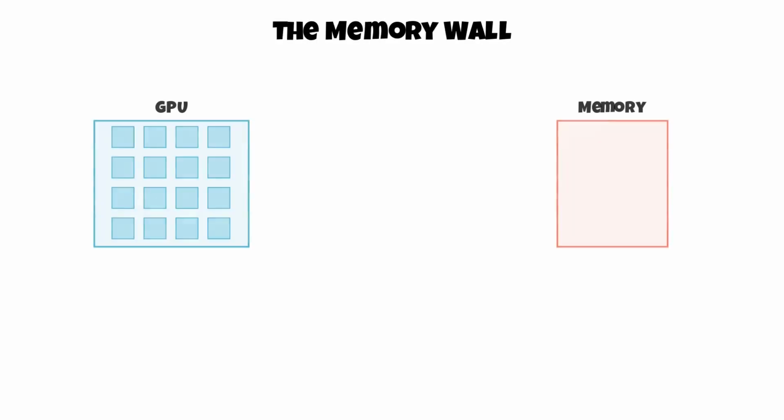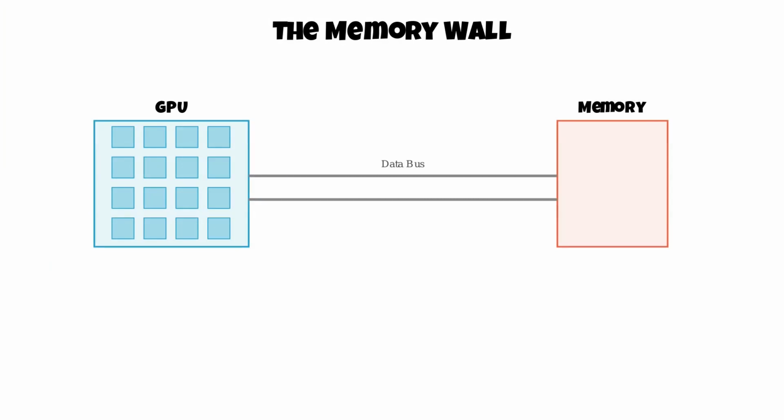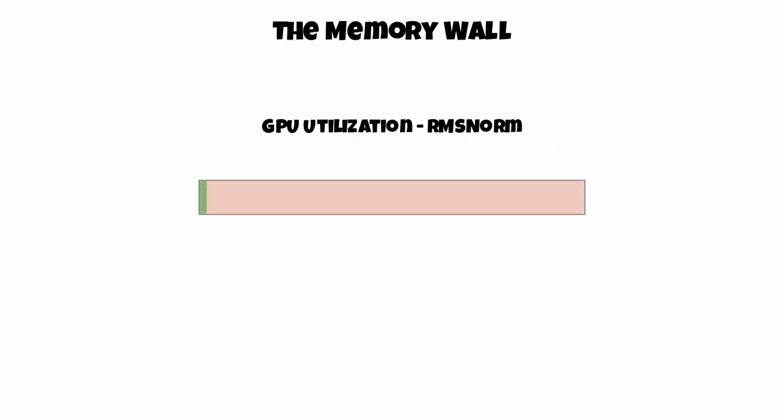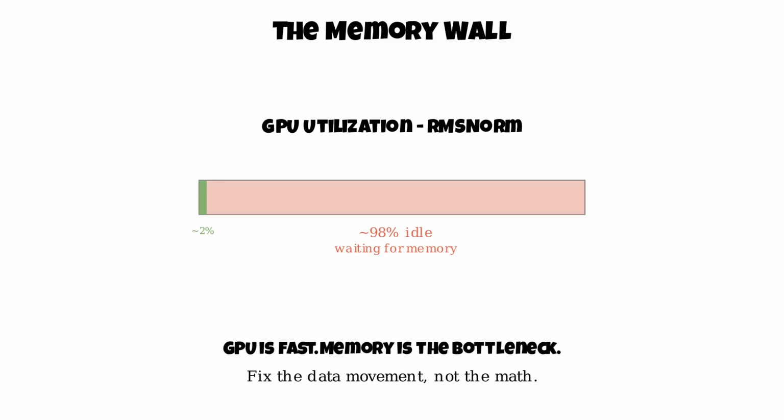Modern GPUs have insane compute power. My RTX 4060 can do over 22 teraflops. It can process data incredibly fast. But every piece of data has to travel from memory first, and memory simply can't keep up, so the cores go idle. Almost 98% of the time, for an operation like RMSNorm, the GPU is doing nothing, just waiting for the next chunk of data to arrive. This is the memory wall, and it changes how you think about optimization completely.